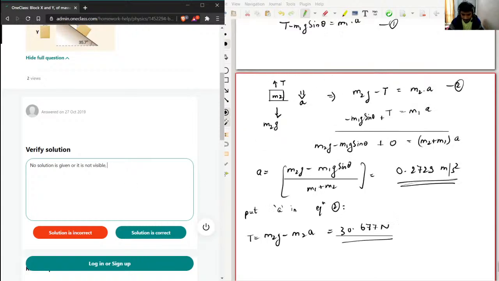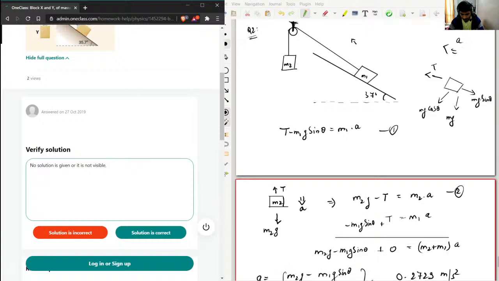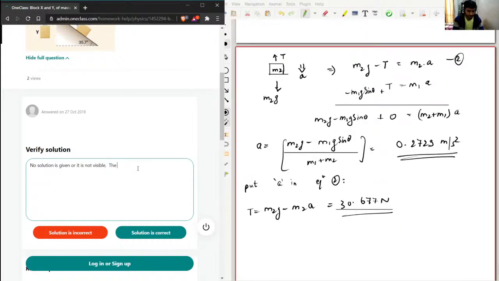We have to write the answer also. So here the block X moves up the incline with 0.2729 meter per second square as the acceleration, and the tension in the string is 30.677 newtons.